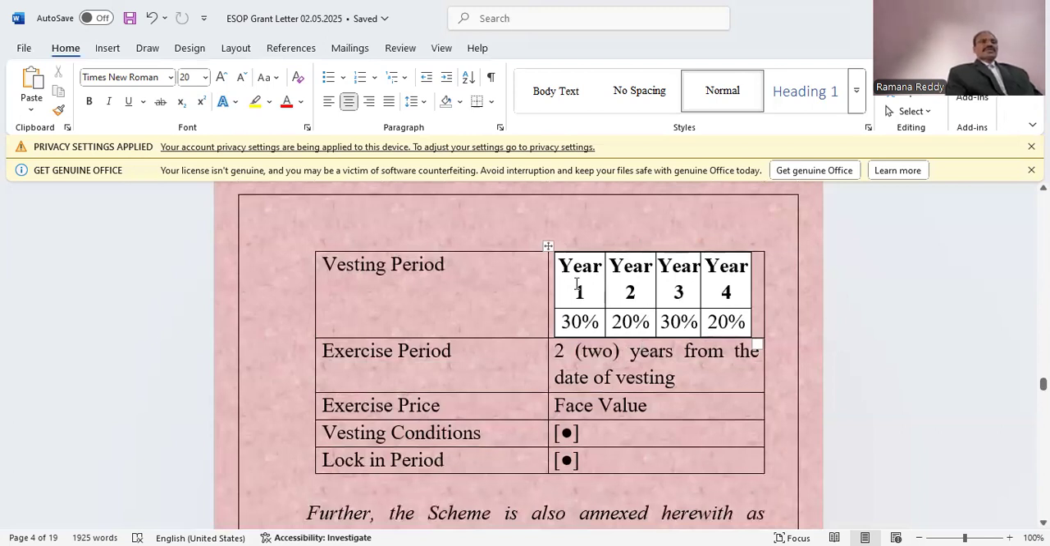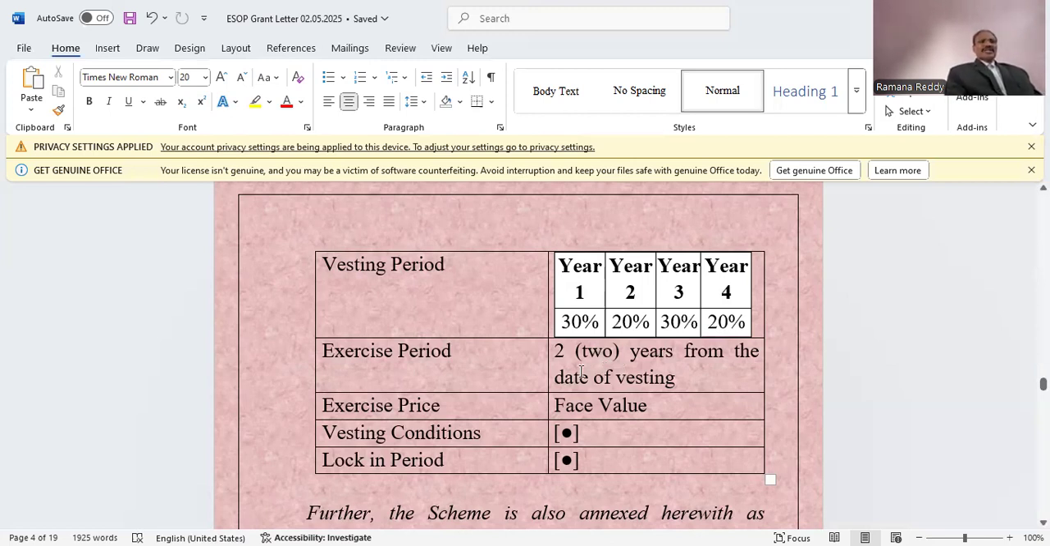I said, for understanding only, I gave this example. This is not the law. This is purely the decision of the nomination remuneration committee. So exercise period: here I gave 2 years from the date of vesting. So from the first year, for these 30%, the employee will be getting 2 years' time because he has to pay the money. So he can take time.